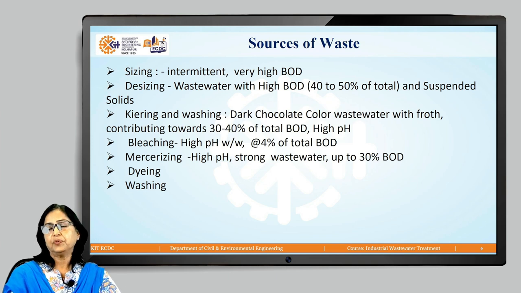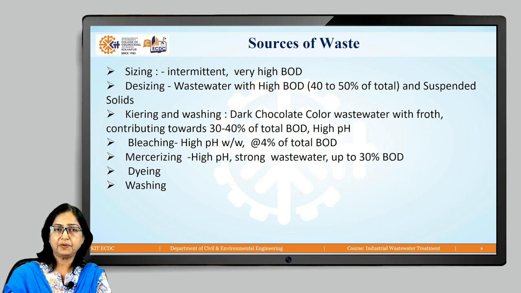Okay. Now, if you look at sources of waste, there are multiple sources, which include sizing with high BOD, desizing, again characterized by high BOD, curing and washing, bleaching, mercerizing, dyeing, washing. All these steps result in a significant quantity of wastewater with varying strength.